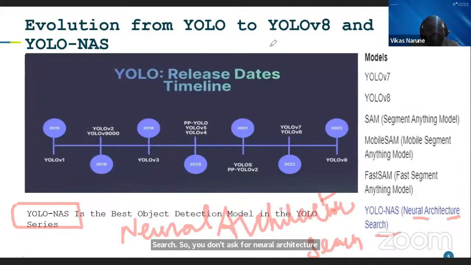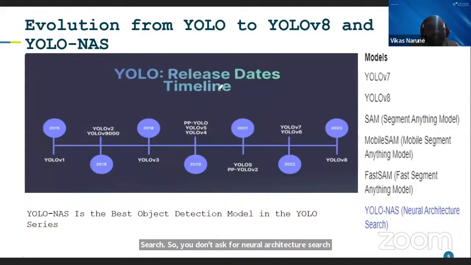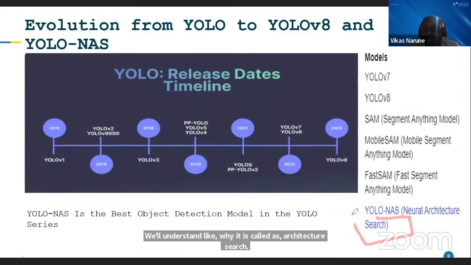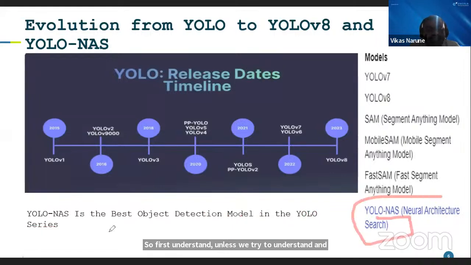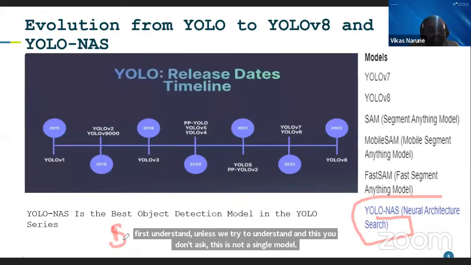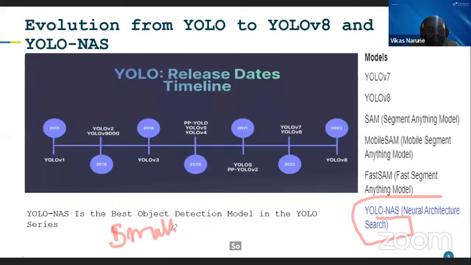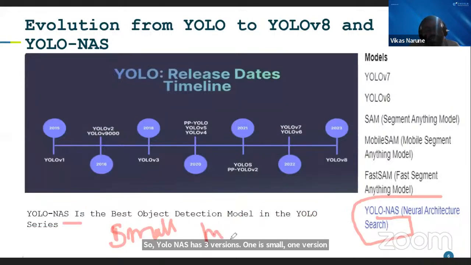So first, we'll try to understand. YOLO NAS is not a single model. YOLO NAS has three versions: YOLO NAS small, YOLO NAS medium, and YOLO NAS large. It again depends, guys.